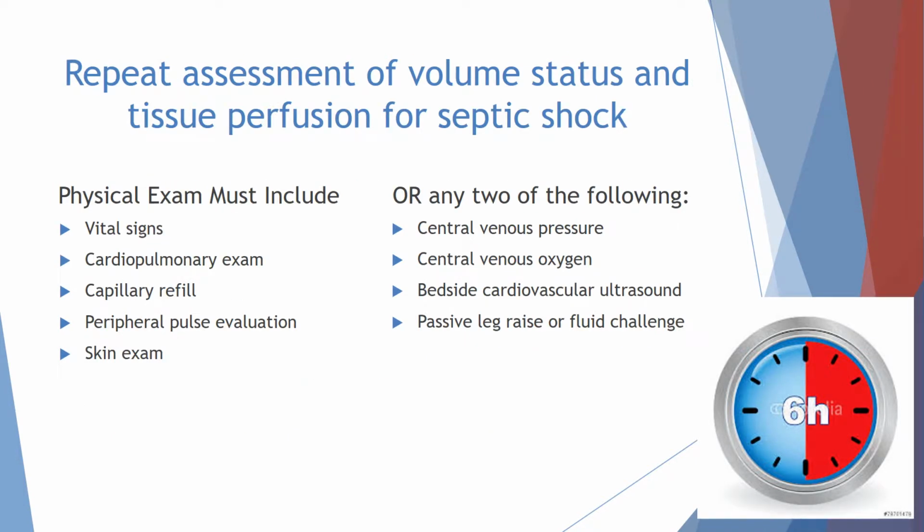Here's a special note on the repeat assessment of volume status, since it is a bit complicated. Your physical exam for the repeat assessment must include vital signs, a cardiopulmonary exam, capillary refill documentation, peripheral pulse evaluation, and a skin exam. And you can look at the specific core measure to get more details on that. Also, it can include any two of the following: a central venous pressure measurement, a central venous oxygen measurement, a bedside cardiovascular ultrasound, or a passive leg raise or fluid challenge.